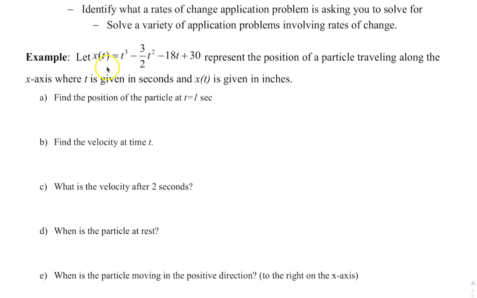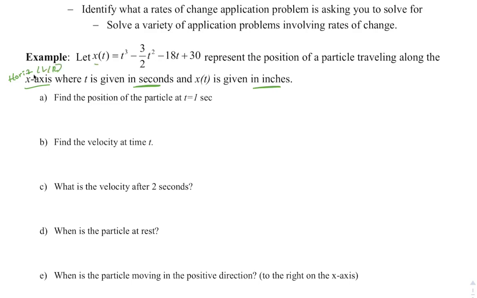Example 1. Let x of t equal t cubed minus 3 halves t squared minus 18t plus 30 represent the position of a particle traveling along the x-axis, where t is given in seconds and x of t is given in inches. So, key things: x of t is in inches, and t is in seconds. The particle is traveling horizontally along the x-axis, so we're going left and right.